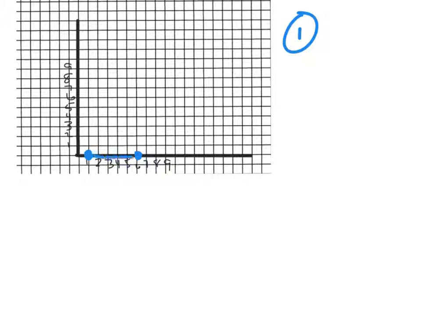So your line goes like that. And you just count the boxes. So you count 1, 2, 3, 4, 5. So your answer for number 1 is 5. Okay? Take a look at number 2. You're doing the same.